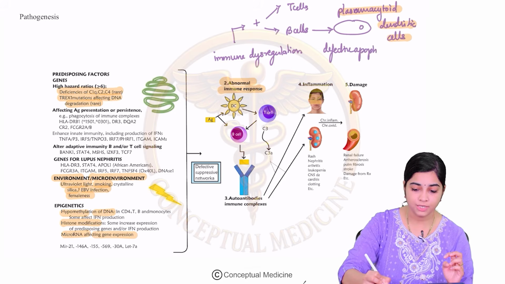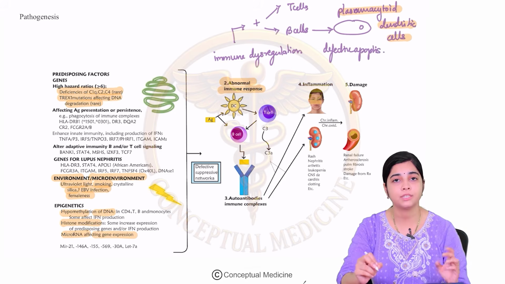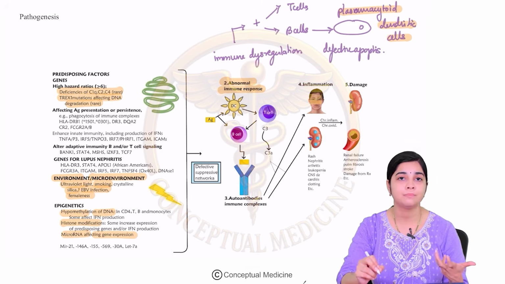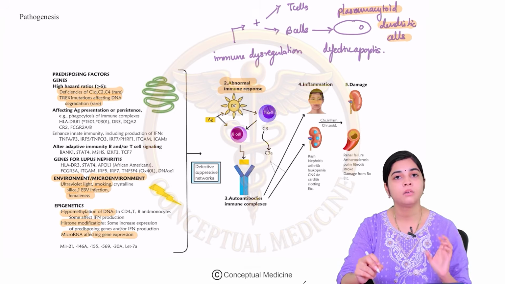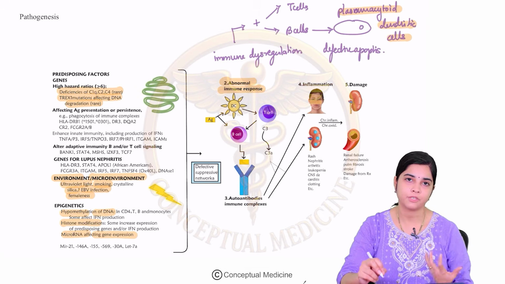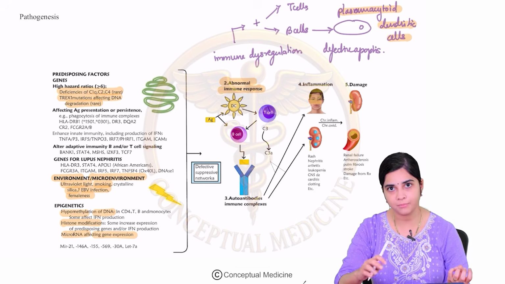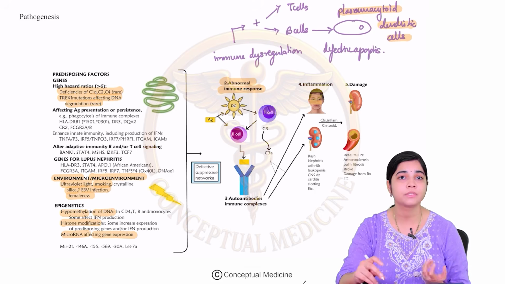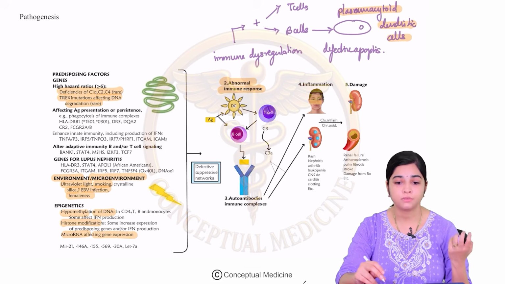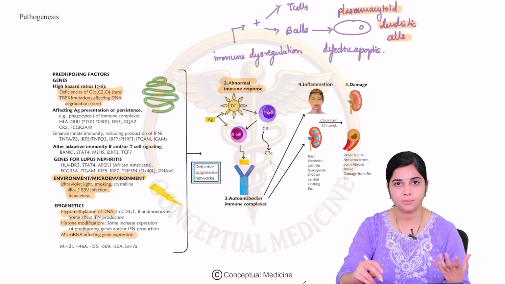So what is the meaning of apoptosis? We have learnt in pathology that apoptosis means programmed cell death. So usually a normal cell, once it finishes its cell cycle, is going to undergo programmed cell death, and this is what we call apoptosis. But here the apoptosis is defective.